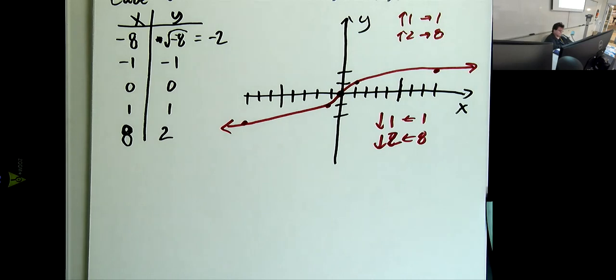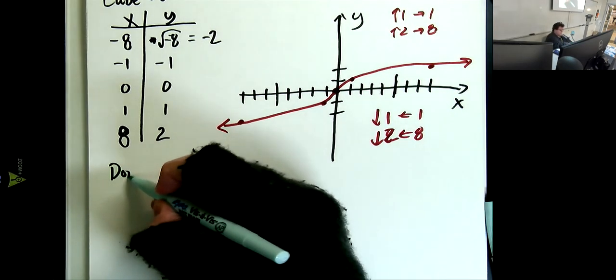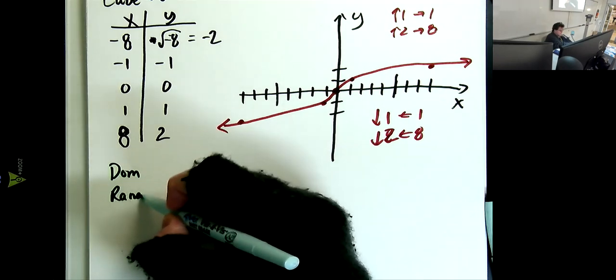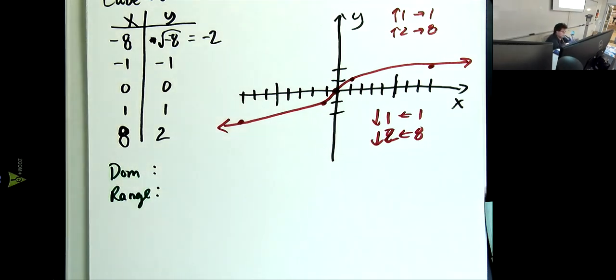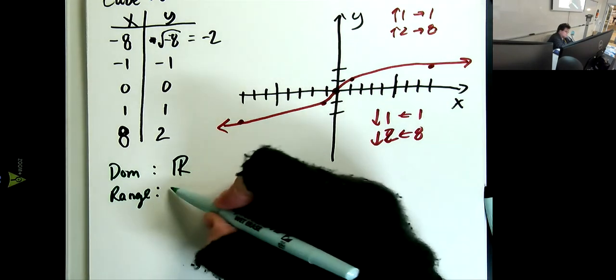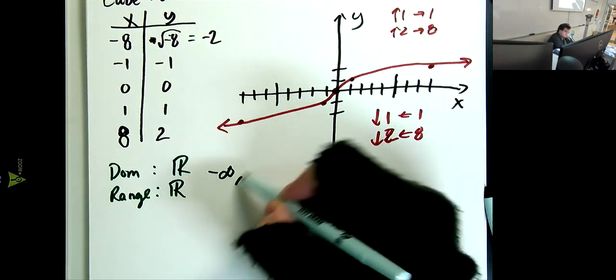Same old song. What's my domain and range here? It's all real numbers for both, right? Negative infinity to infinity.